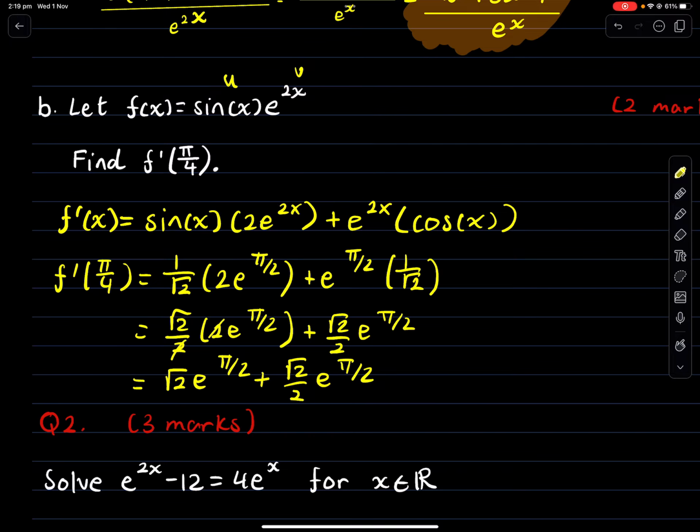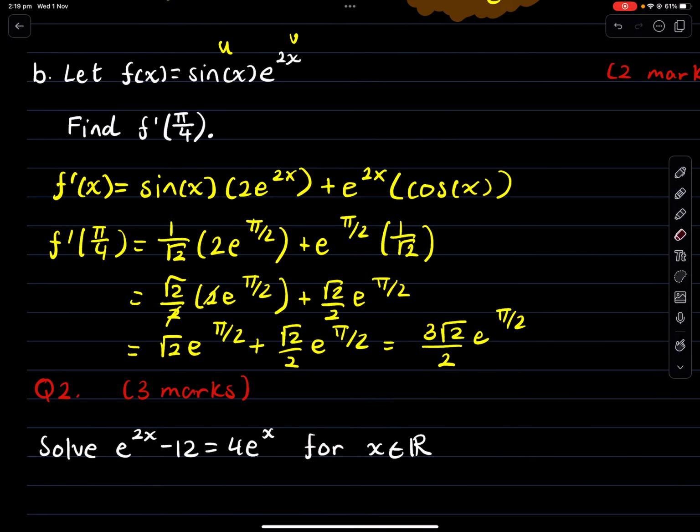So adding those together, we get 3 root 2 over 2 e^(pi on 2). Is that right? Okay, looks good. So yeah, 3 root 2 on 2 e^(pi on 2). Perfect. So this should be the solution. All right.